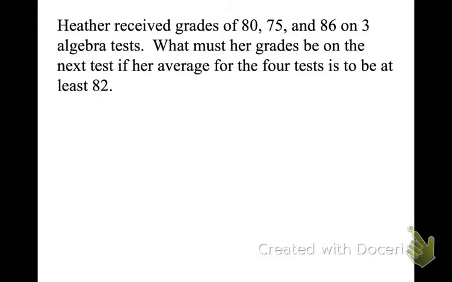You guys know how to do an average. You just add up all the tests and then divide by the number of tests. So I pulled this from the book, so I don't think there's really any PowerPoint to it. Okay, so really we'll say, the first test was an 80, the second was a 75, the third was an 86, and then what must her grade be on the next test? For the 4 to be at least an 82.